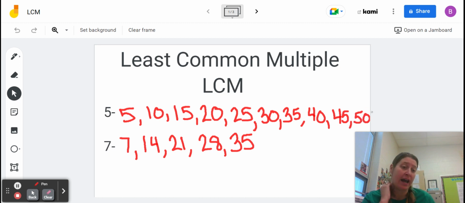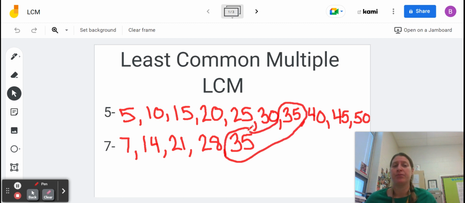So now that I have more multiples, I'm going to look and compare again. Do I have any multiples in common? And I do. I'm going to start here, 35. I have a 35 up top. So my least common multiple of 5 and 7 is 35.